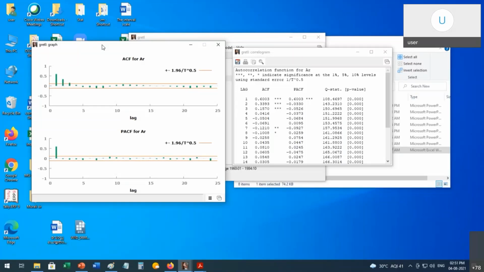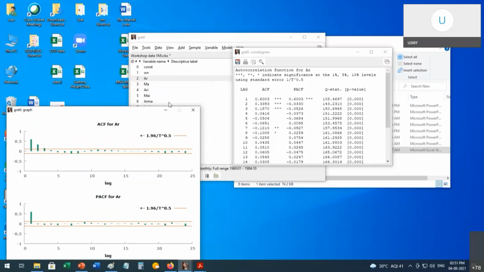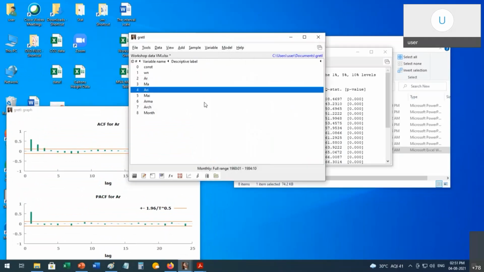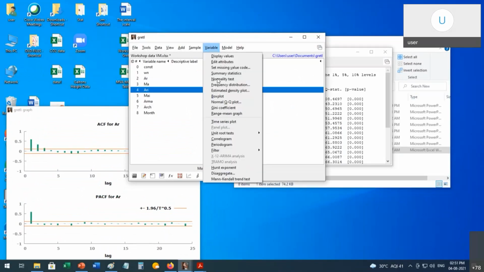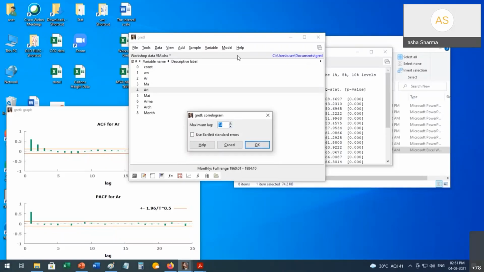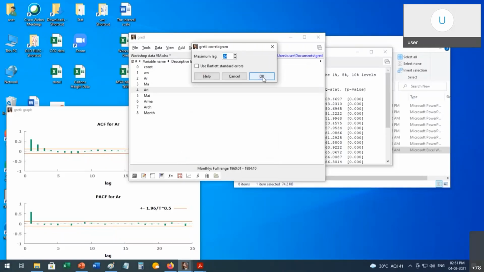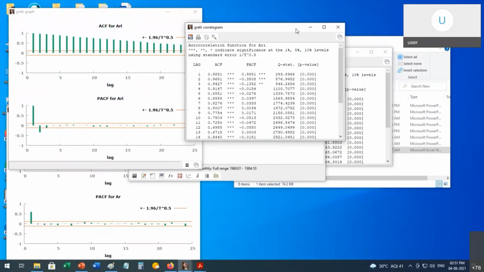Thank you, sir. Now let us consider another case, say the 4th one. So in this case, we go to the variable and the correlogram. We are giving 24 lags itself. Click OK. And here we are getting this one.